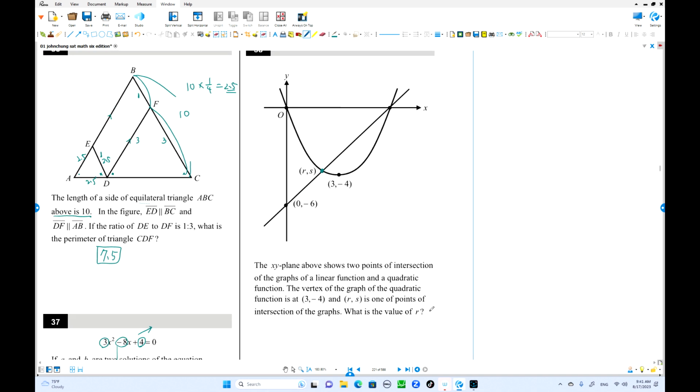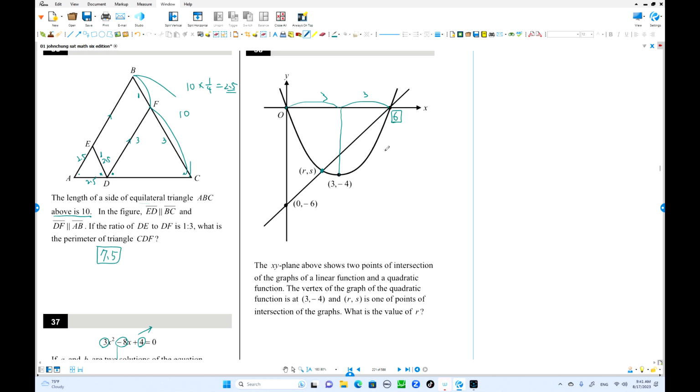First, we can set up the equation of the quadratic. The vertex is (3, negative 4). When you take it over here, this is 0. From here to here is 3, and from here also 3, right? So this is going to equal 6. That is the vertex.